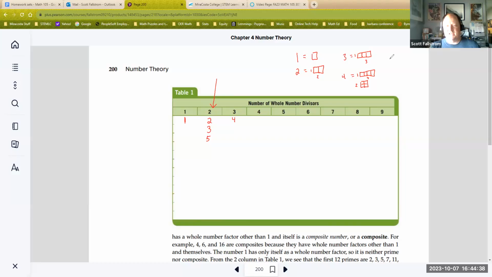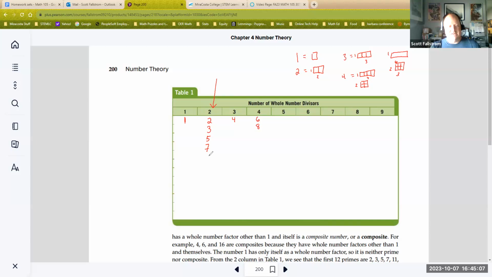Let's see here. The number 6. 6 would be a 1 by 6 or, oh, there we go, a 2 by 3. So 2, 3, 1, and 6, there would be 4 divisors. So in the 4 divisor column, the first one I would get is the number 6. The number 7 has exactly 2. The number 8, turns out if you kind of draw it out, you could have a 1 times 8 or a 2 times 4, which gives you 4 divisors.